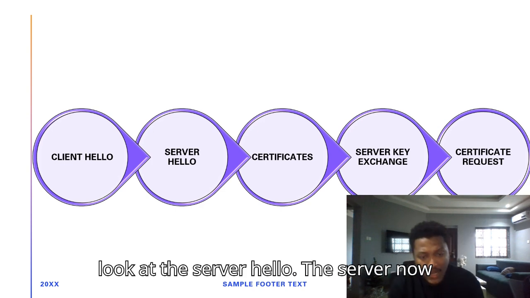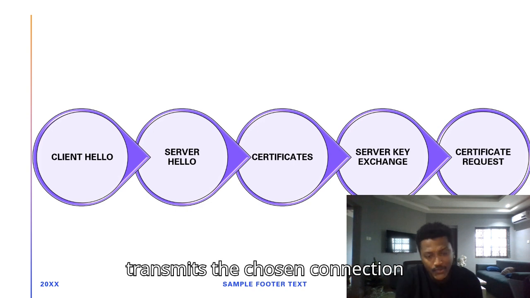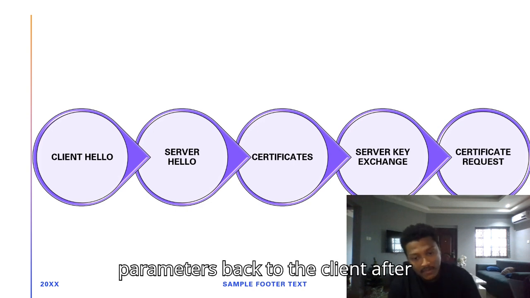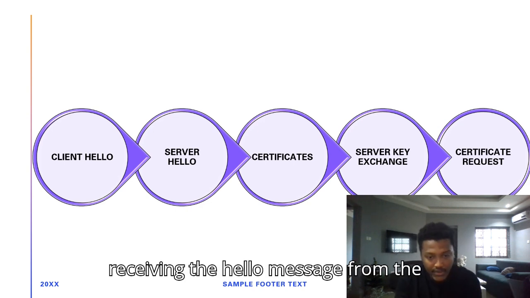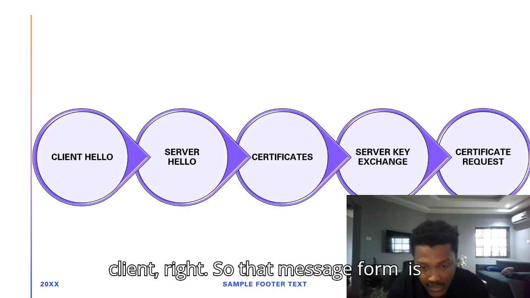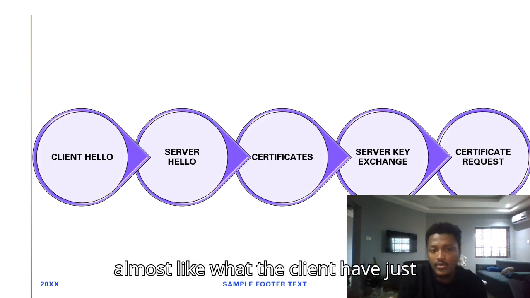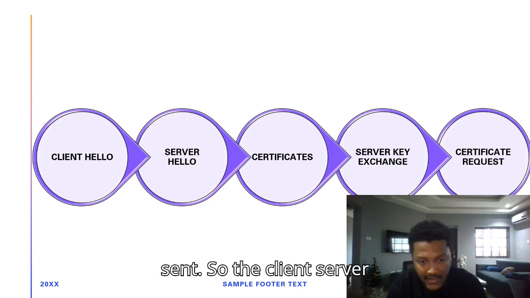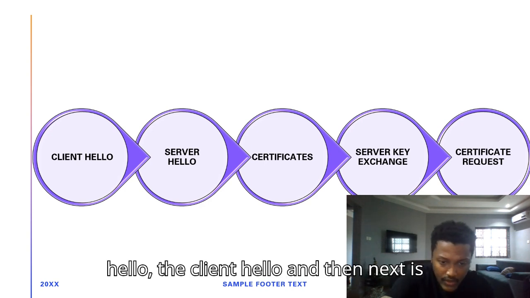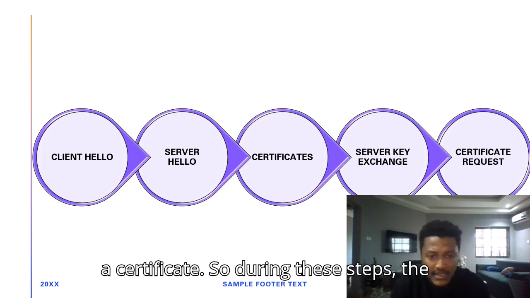So next we'll look at the server hello. The server now transmits the chosen connection parameters back to the client after receiving the hello message from the client, right? So that message format is almost like what the client has just sent, the client hello. And then next is the certificate.